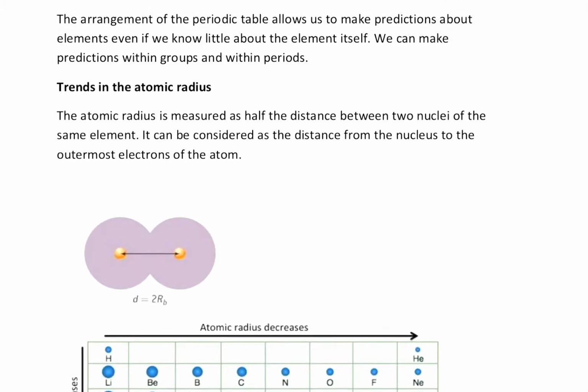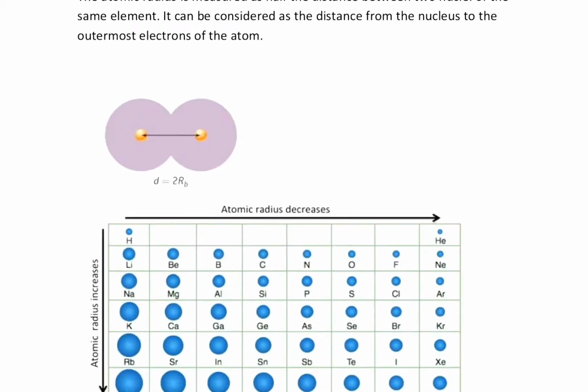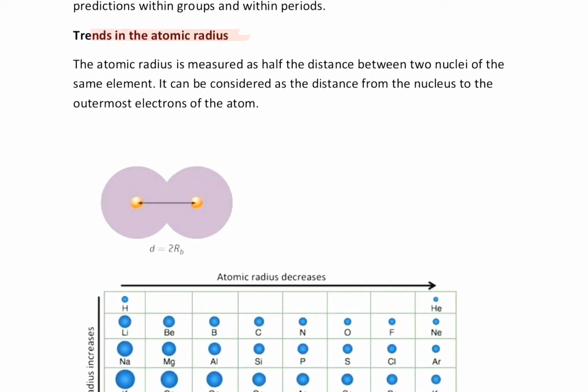So because of the groups and the periods, we are able to predict down the group what is happening and across a period what is happening. So let's see the first trend, which is the trend in atomic radius. So the atomic radius is actually the distance between the nuclei. It's the distance between the nuclei.